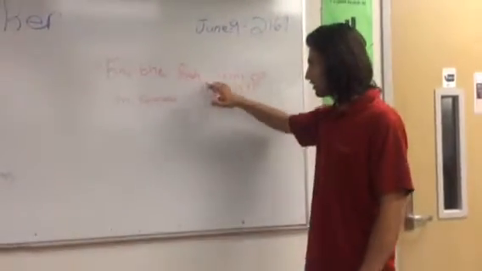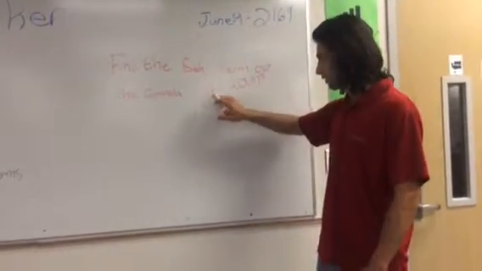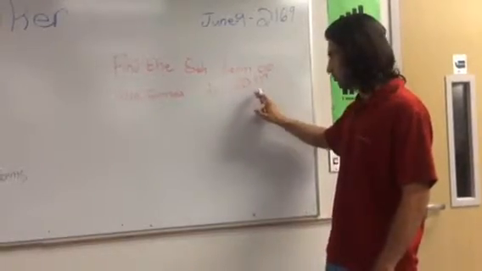I want you guys to find the 8th term of the sequence or formula a sub n equals 6 times 0.9 to the n.